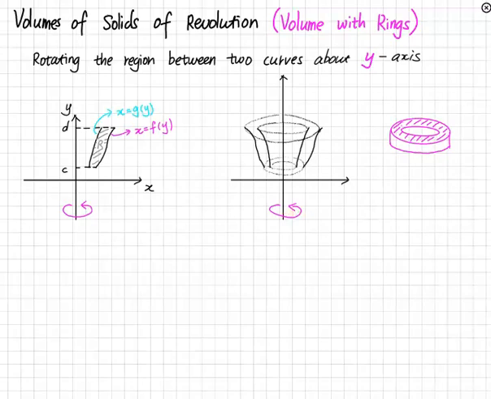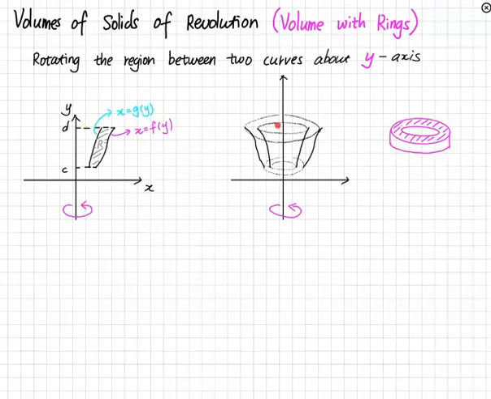Hello everyone, in this video we're going to look at how to find the volumes of solids of revolution by rotating the region between two curves about the y-axis. You can see on the left-hand side I've got two curves: g of y and f of y. The boundaries for y are from C to D, and you're rotating about the y-axis.